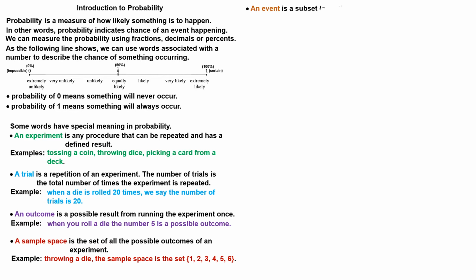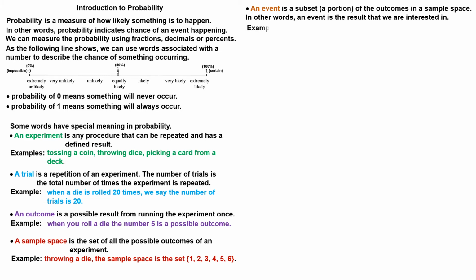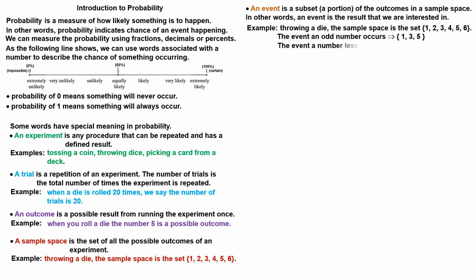An event is a subset, a portion, of the outcomes in a sample space. In other words, an event is the result that we are interested in. Example: throwing a die, the sample space is the set. The event an odd number occurs if we get one of the outcomes 1, 3, or 5. The event a number less than 5 occurs if we get one of the outcomes 1, 2, 3, or 4.